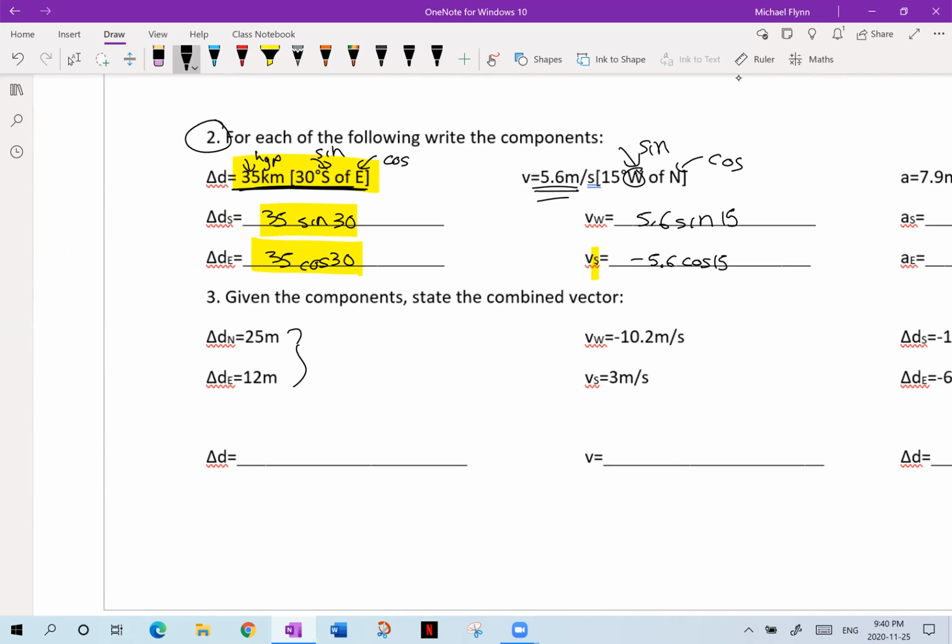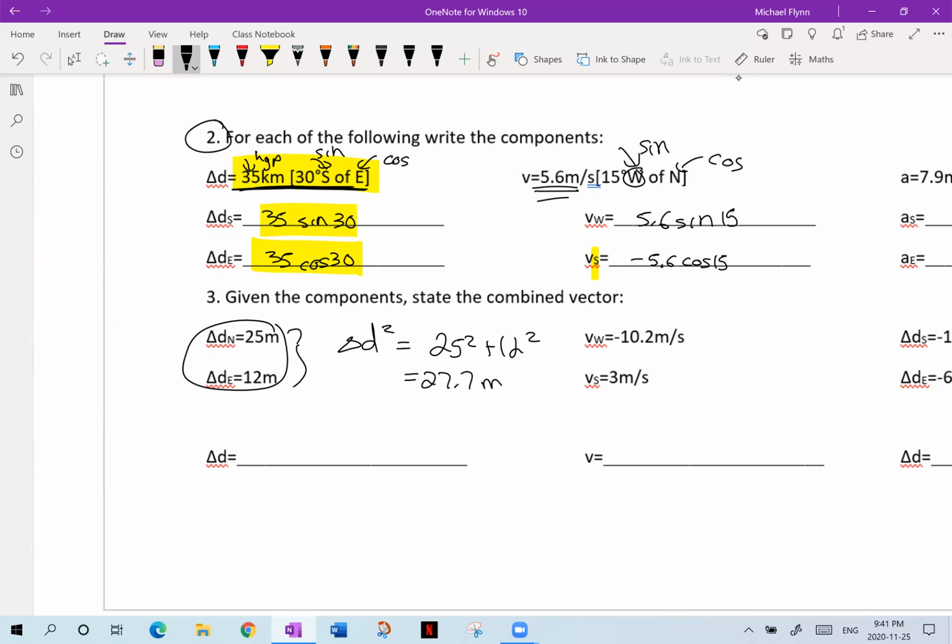So here's the little trick. To assemble our components, just go like this. Delta D squared would equal 25 squared plus 12 squared. That's the Pythagorean theorem. But these make a right angle triangle. They always do. Okay, now I'm going to actually work out what the number is since I'm doing this one for you. So 25 squared plus 12 squared equals 769, square root. I get 27.7 meters. I stick with the same unit.